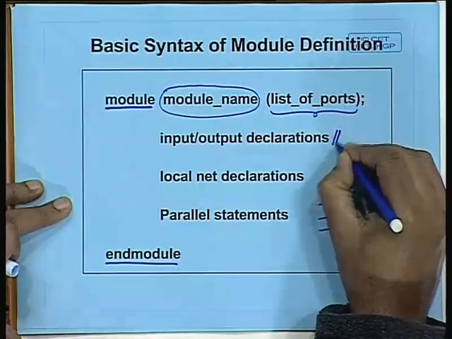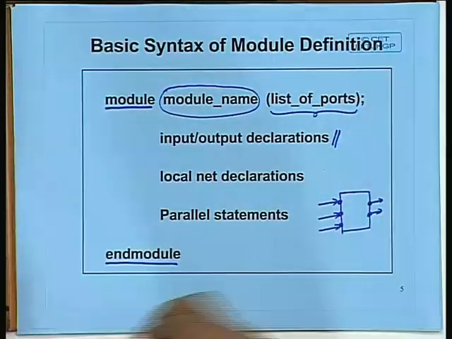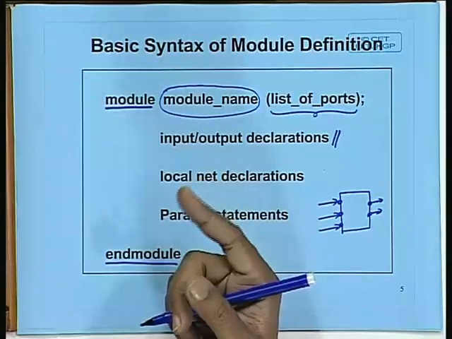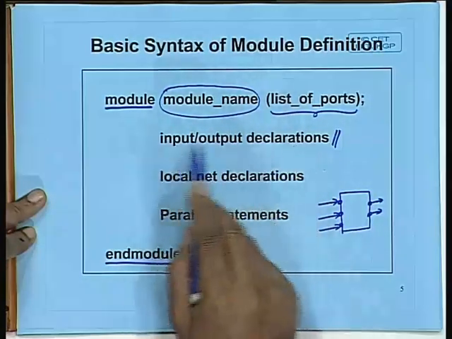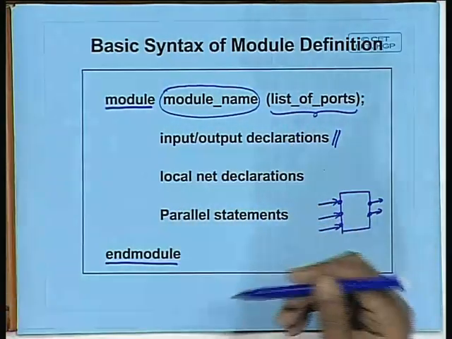Next, you will have to specify which of these ports are input and which are output. You can also specify something called bidirectional, which is both input and output. So there are some input output declaration lines here. You will have to specify which of these are input parameters, which are output parameters, and what their data types are: single bit or vector or what.